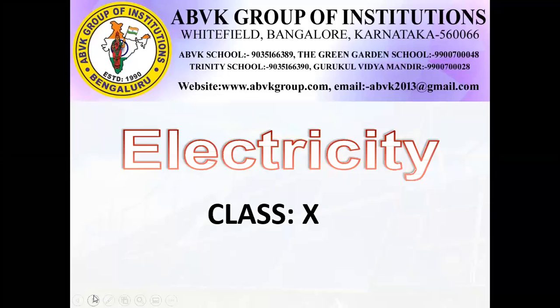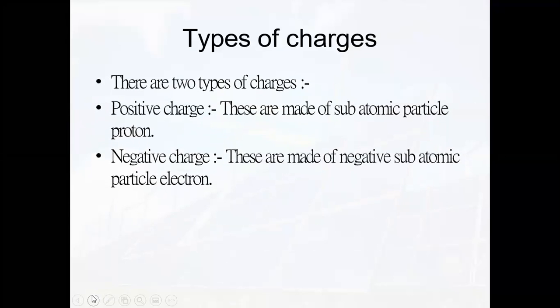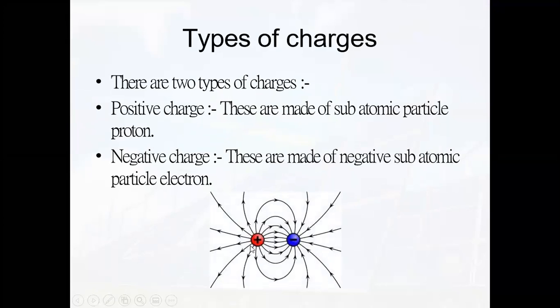Hello children, today we are going to discuss the chapter electricity. First we will discuss types of charges. There are two types of charges, positive charge and negative charge. Positive charges are made of subatomic particles like protons. Negative charges are made of negatively charged subatomic particles like electrons. And when opposite charges are there, a force of attraction will develop between them.